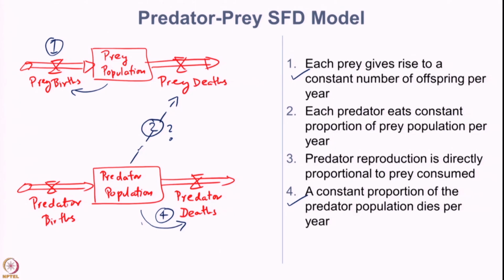And in point 3, the predator reproduction is directly proportional to the prey consumed. That means the predator reproduction, that is the predator's births, is directly proportional to the amount of prey that they actually eat. So that means your prey are affecting the predator's births. So this is your scenario number 3. Of course, there is something connecting both the deaths as well as the predator's births, right.